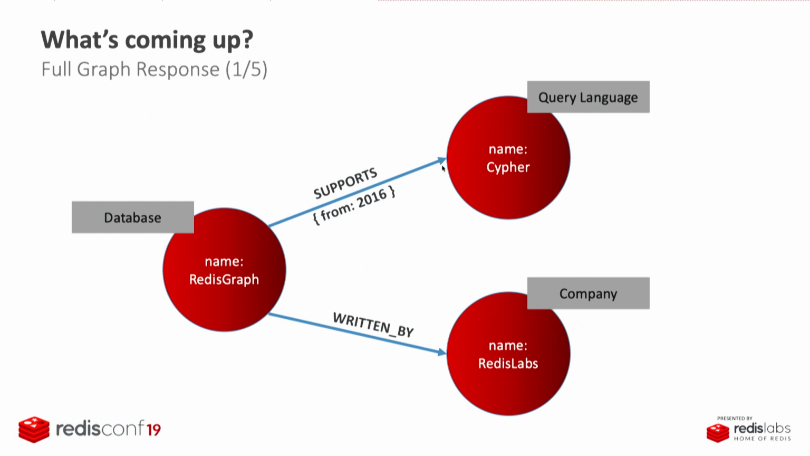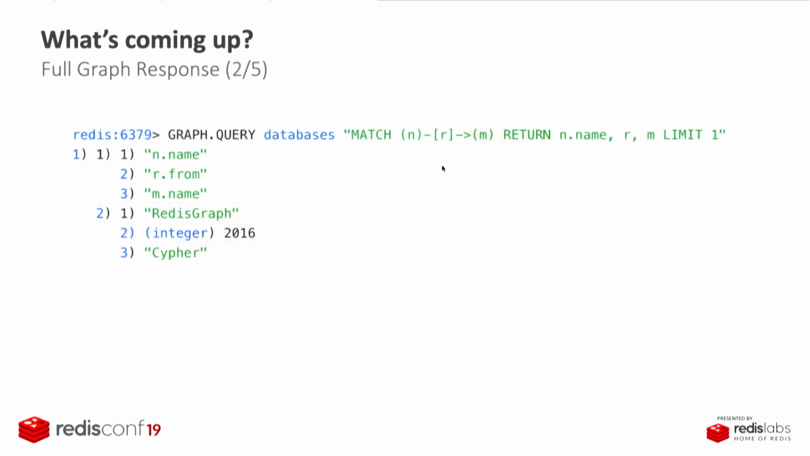The third feature I want to talk about is our full graph response. Once again, back to our example graph. Nothing has changed so far. RedisGraph is still being developed by Redis Labs and supports Cypher. If we execute a query currently in the Redis CLI, this is how the response could look. We're matching a pattern where there's a relationship between 2 nodes, a simple pattern, and we're returning the name property on the first node, the relationship, and the node M. So the full relationship and the full node M.